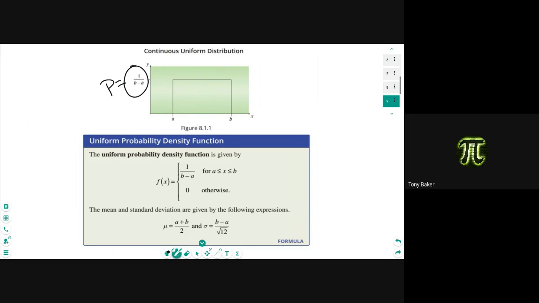Your mean, these are the two things we always look for, is A plus B divided by 2. Two endpoints, add them up, divided by 2. That gives you the exact middle of the value. And your standard deviation is B minus A divided by the square root of 12. Don't ask me why it's the square root of 12, but it is always the square root of 12. That doesn't change.